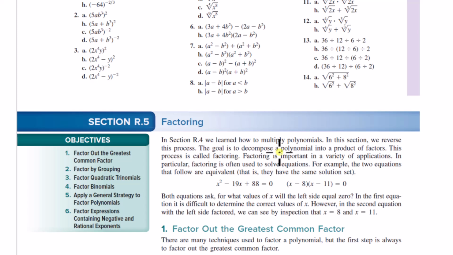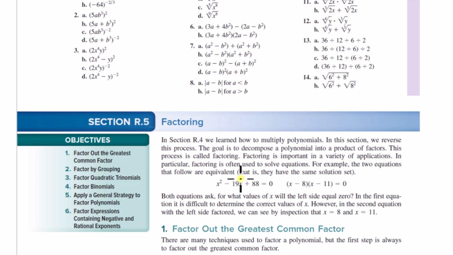The goal is to decompose a polynomial into a product of factors. This process is called factoring. Factoring is important in a variety of applications. In particular, factoring is often used to solve equations. For example, the two equations that follow are equivalent, right? And so we'll see how this is one way you solve polynomial equations.